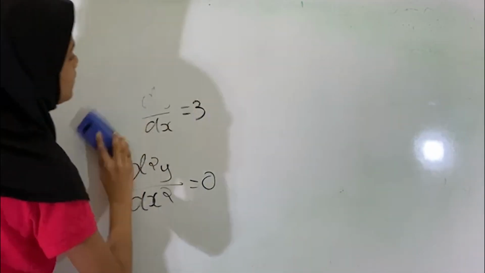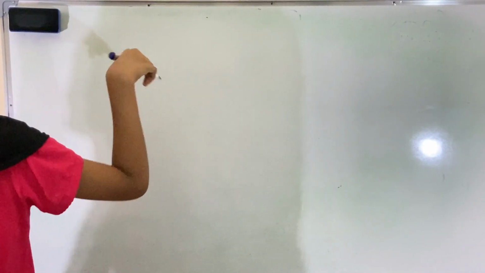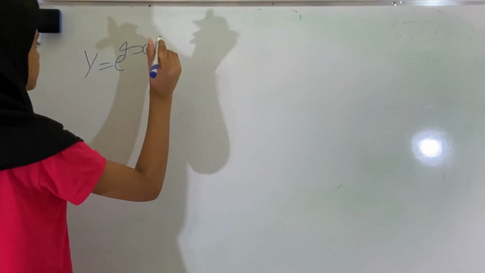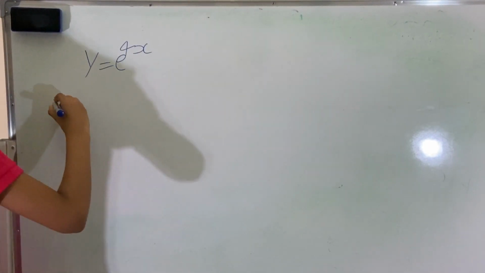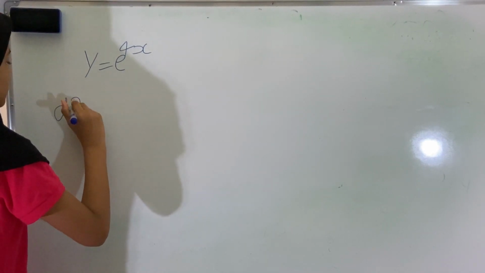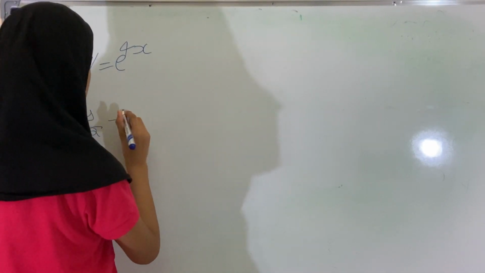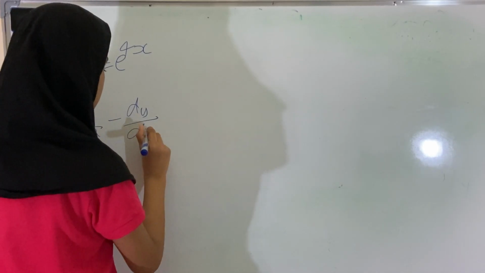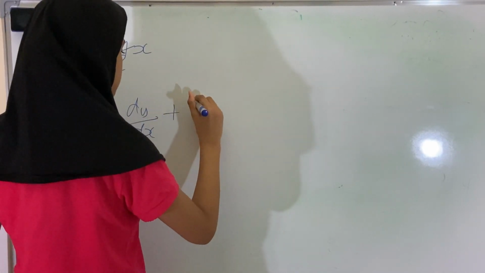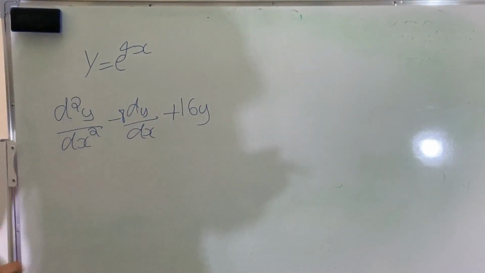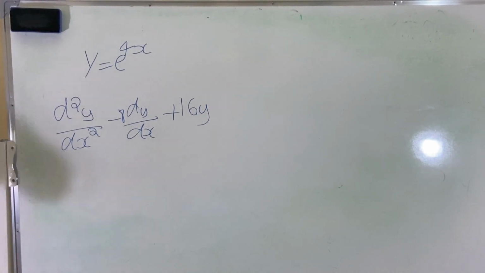Here y is equal to e raised to 4x, and we need to find d square y by dx square minus dy by dx plus 16y.